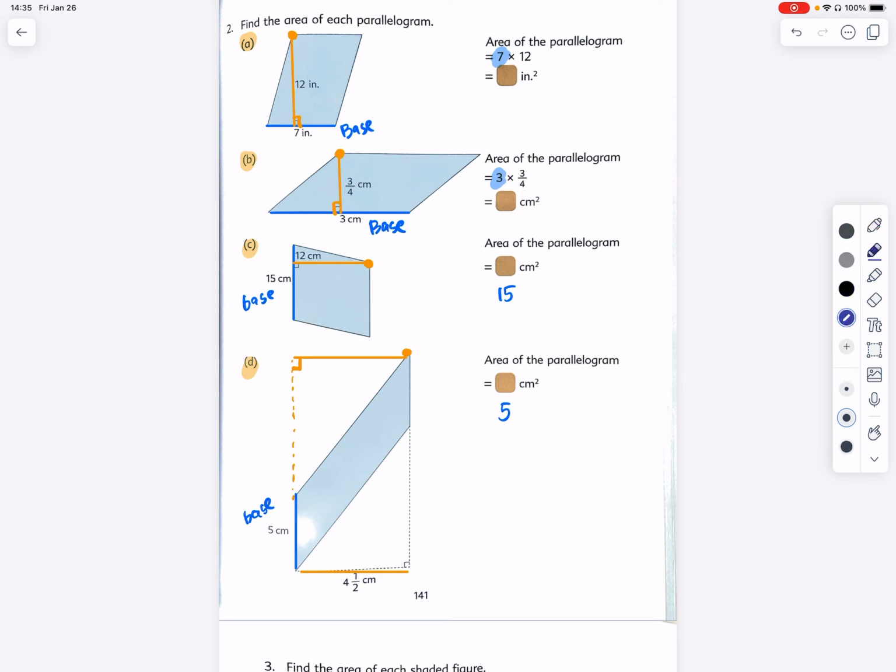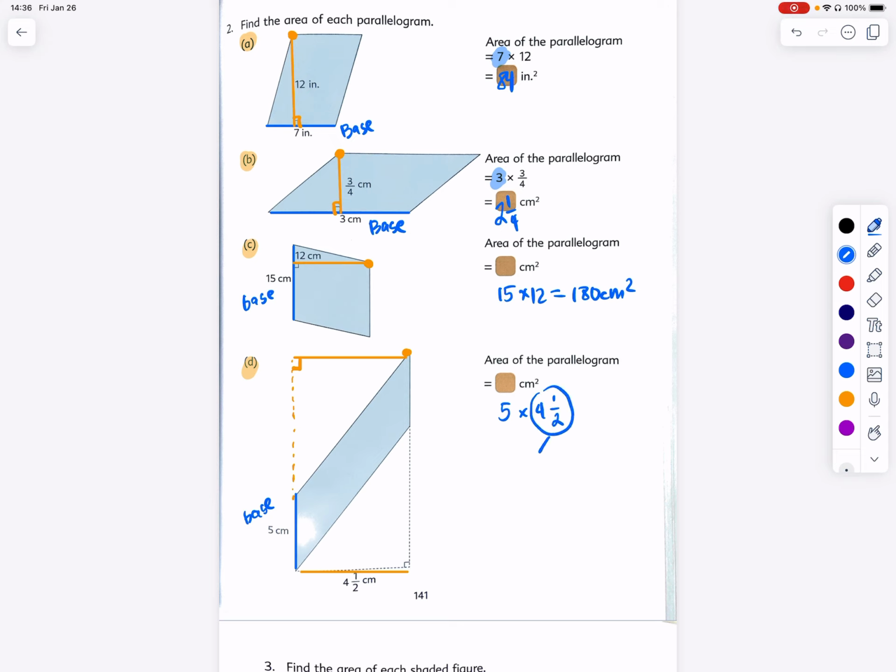So all you need to do, friends, is complete your calculations, okay? So 7 times 12, of course, that's 84 square inches. 3 times 3/4 is 2 1/4 square centimeters. 15 times 12 equals 180 centimeters squared, and 5 times 4.5.